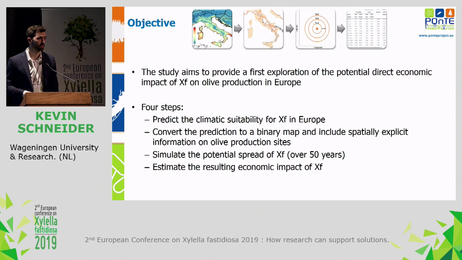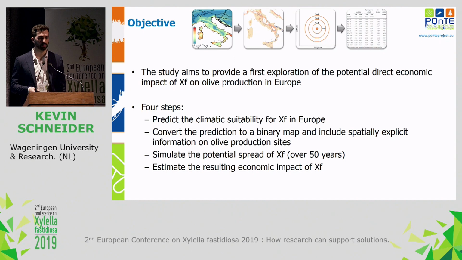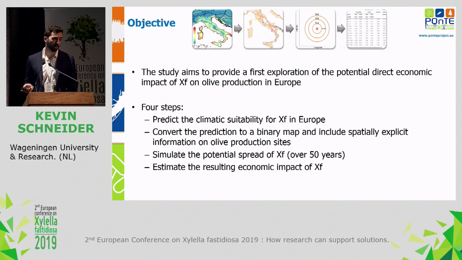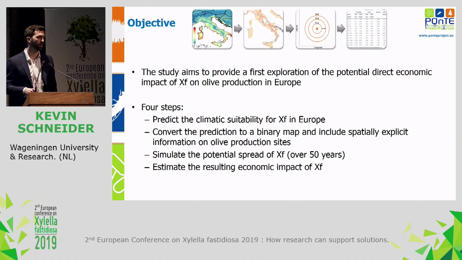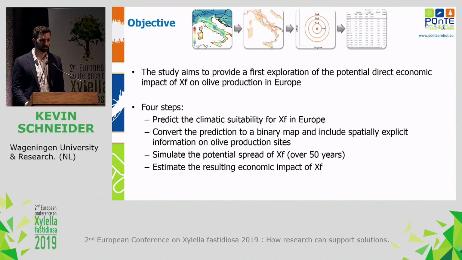We approach this in four steps. First, we predict the climatic suitable territory in Europe. For this, we make use of the exact same map that Stephen just showed. It was published in the last update of the scientific opinion. However, for our purposes, we need to convert this to a binary prediction, indicating whether a given location is suitable or not. In this step, we also include spatially explicit information on olive production sites in Europe. Next, we simulate the spread of the disease over time horizons of 50 years. And lastly, we estimate the economic impact due to the pathogen.